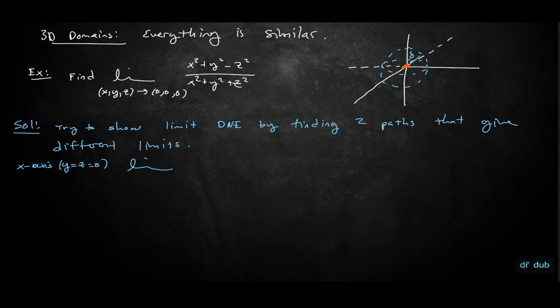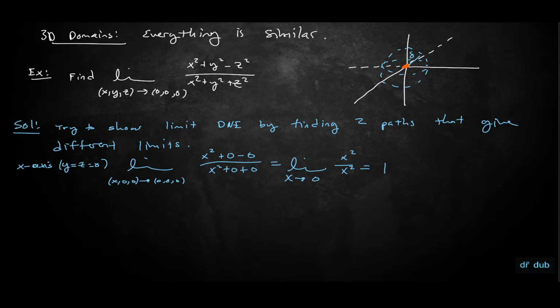So we're going to say the limit as x, 0, 0 goes to 0, 0, 0. Basically, x is going to 0, and we plug in y and z both as 0. So x squared plus 0 minus 0 over x squared plus 0 plus 0, which is x squared over x squared, which is just 1, because those would cancel. So that's my first path.